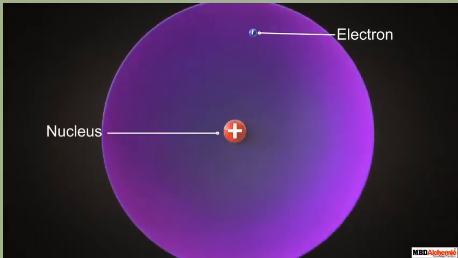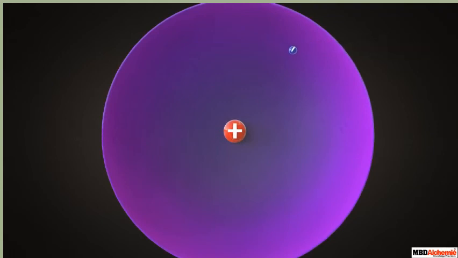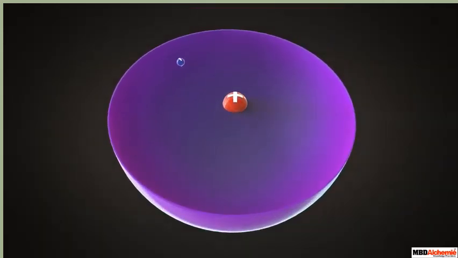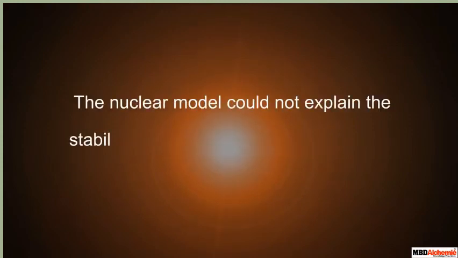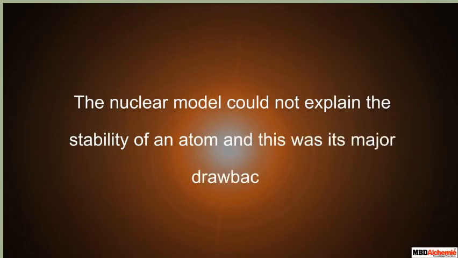But this model did not get much acceptance, as it said that the electron keeps revolving around the nucleus. However, later it was found that any charged body while moving in a circular motion undergoes acceleration. On undergoing acceleration, it should use some energy, so the energy of the electrons should keep decreasing. As a result, the path in which the electron is moving should keep becoming smaller, and thus, finally, it should fall into the nucleus, and hence the atom should collapse. So, the nuclear model could not explain the stability of the atom, and this was its major drawback.